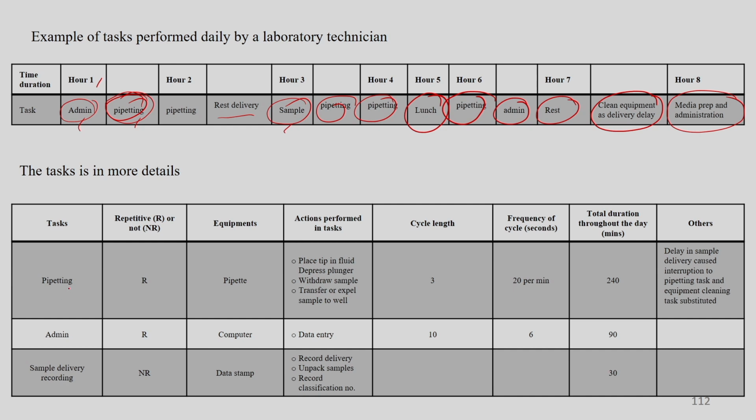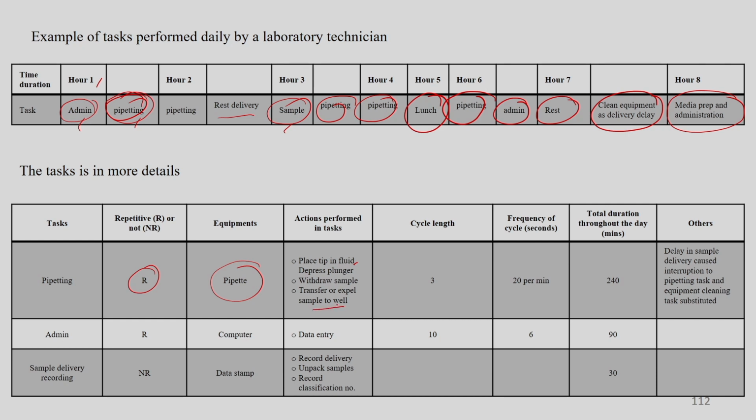Now for pipetting, what are you doing? Is it repetitive or non-repetitive? Yes, it is repetitive. What kind of equipment are they using? They are using a pipette. Now, what action is required? Place the tip in the fluid, depress the plunger, withdraw the sample, and transfer or expel the sample to a particular place or well. Okay, so this is what they are doing.